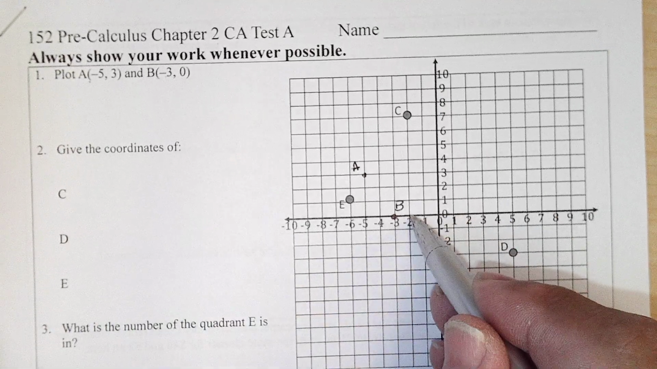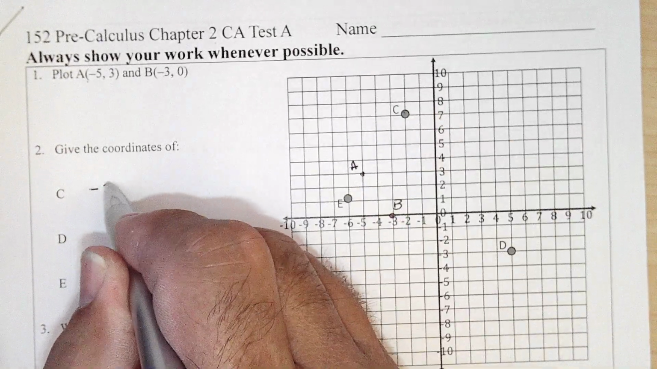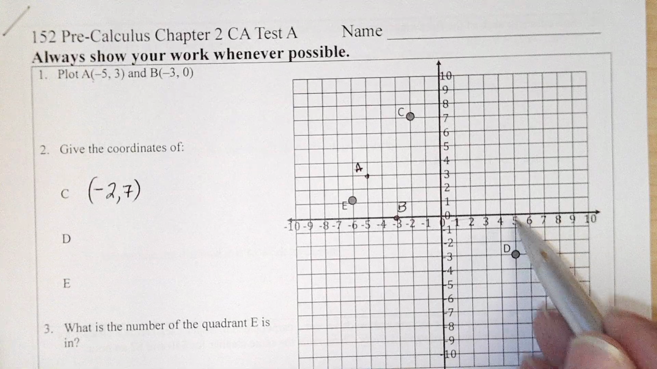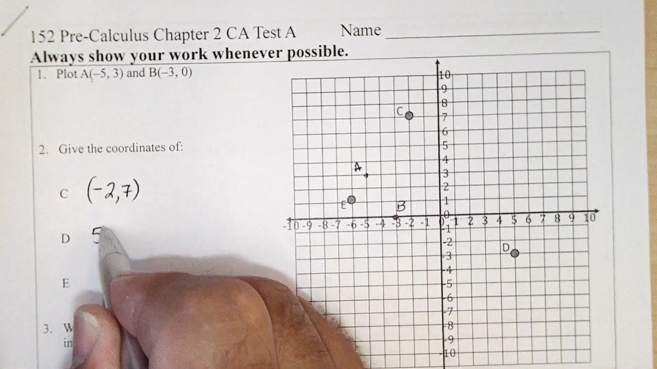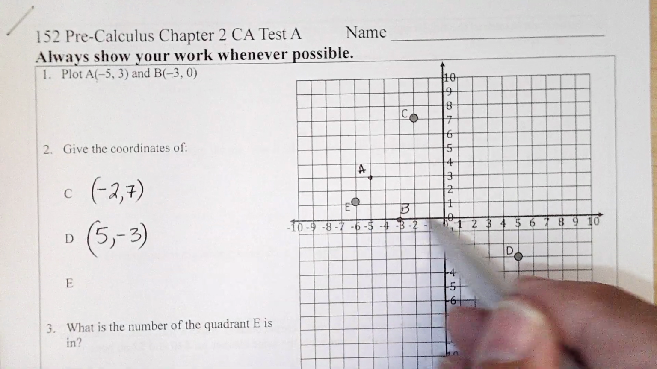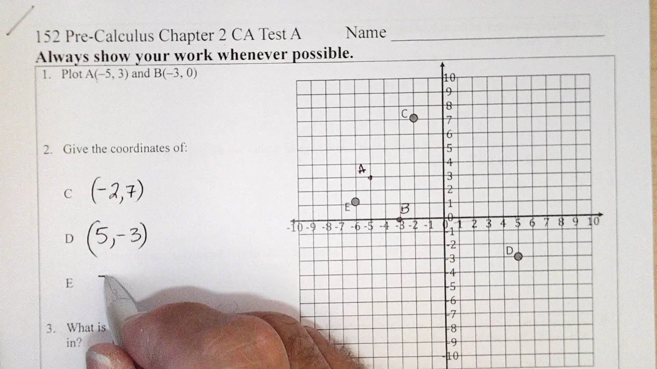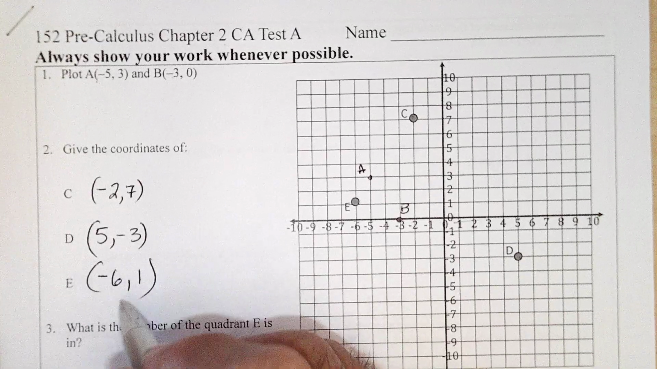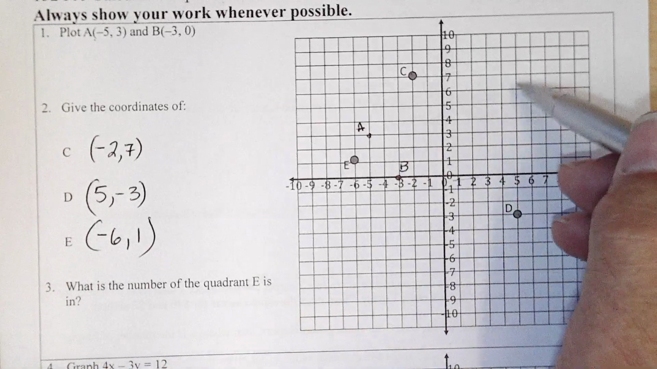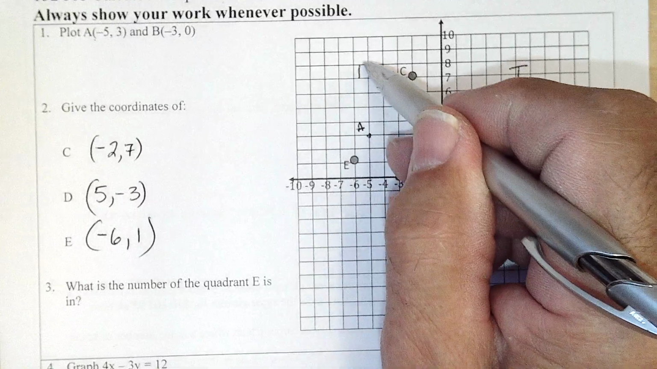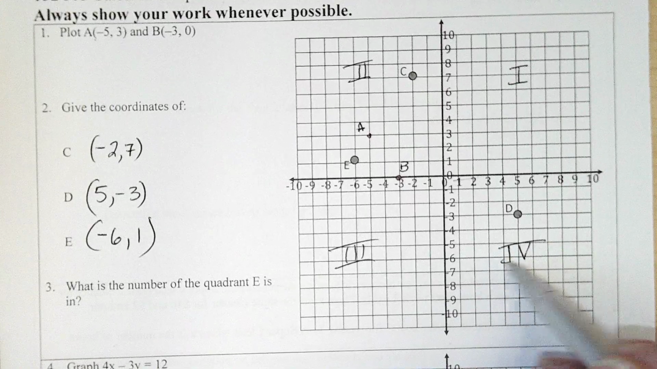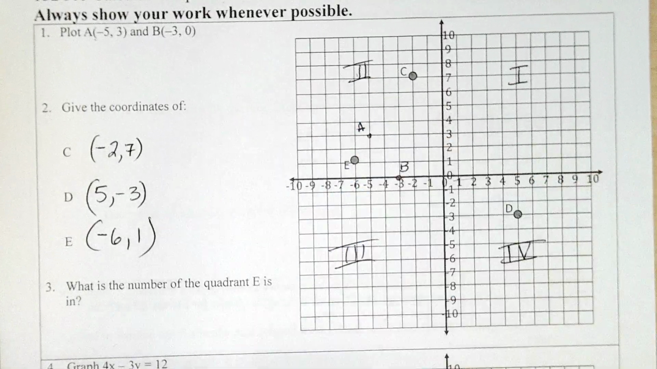C is at -2, 7. D is at 5, -3. And E is at -6, 1. And which quadrant is E in? Well, the quadrants, this is 1, this is 2, this is 3, 4. So E is in quadrant 2.